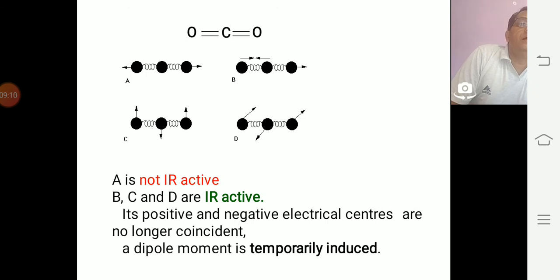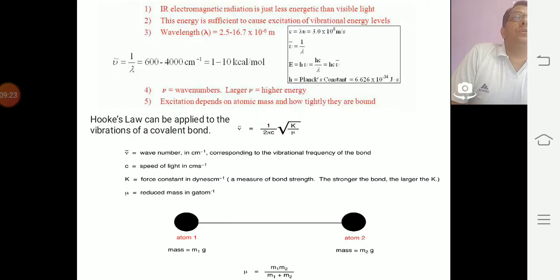It is possible that the positive and negative electrical centers are no longer coincident. A dipole moment is temporarily induced. IR electromagnetic radiation is just less energetic than visible light. This energy is sufficient to cause excitation of vibrational energy levels, and the wave number, that is 1 upon lambda, in the case of IR is 600 to 4000 per centimeter.